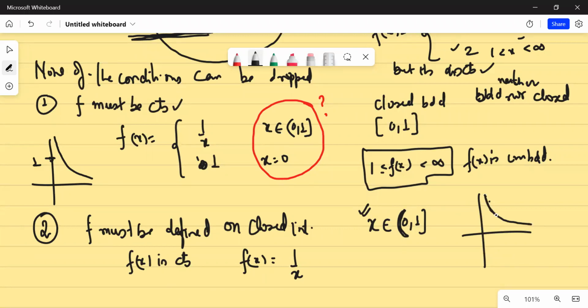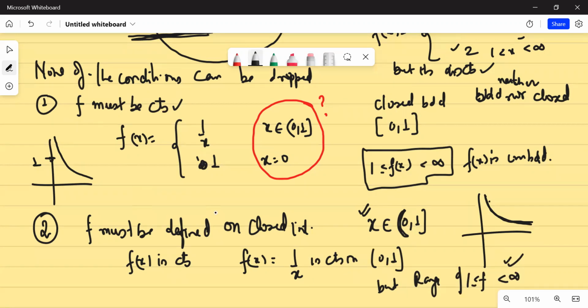So from 0 to 1, you can clearly see that I can draw it without lifting the pen. So it is clearly continuous, isn't it? Yes or no, Harshit? Yes. So your f of x is continuous on the open interval 0 to closed 1. So it is continuous, but what is the range? Range of f is unbounded.